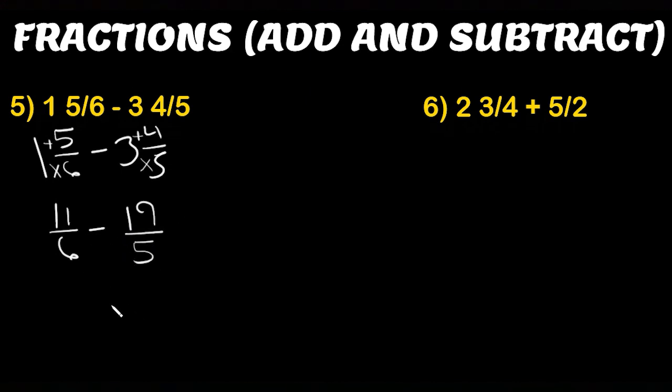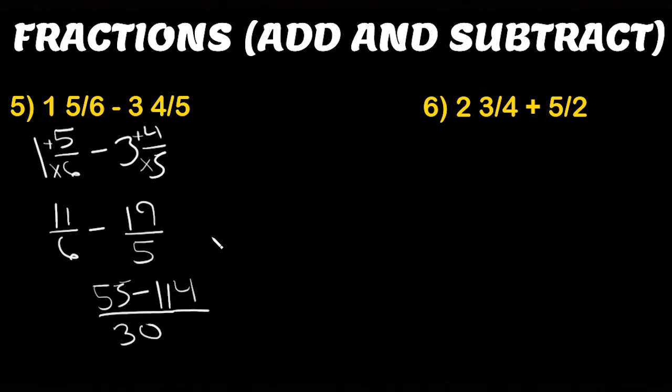So now we're going to multiply across. 6 times 5 will give me 30. And then we're going to cross multiply. So here I'll get 55. Go ahead and put your sign right here. Now here you're going to have to do 6 times 19. And when you do that, you get 114.